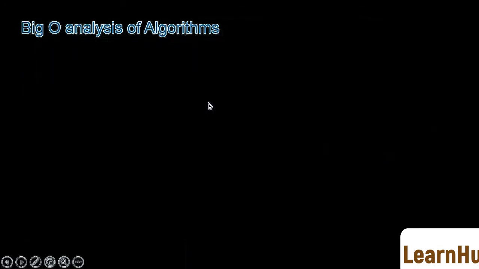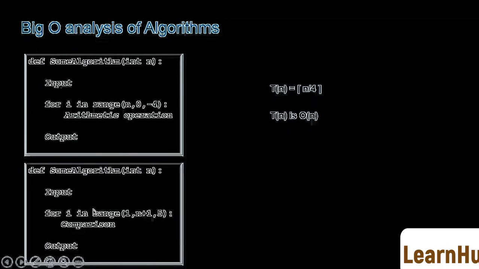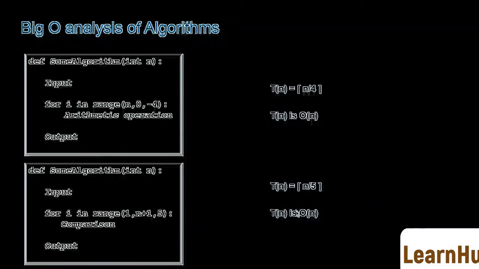Now let's take another algorithm. Here this loop will execute almost n by 4 times. So this algorithm is order of n. In this algorithm, this loop will execute almost n by 5 times. So this algorithm is also order of n. So we can say that the time complexity of loops in which the control variable is incremented or decremented by a constant amount is order of n.